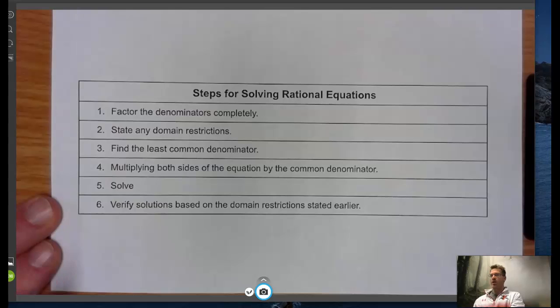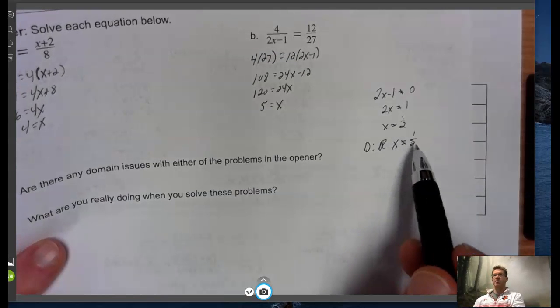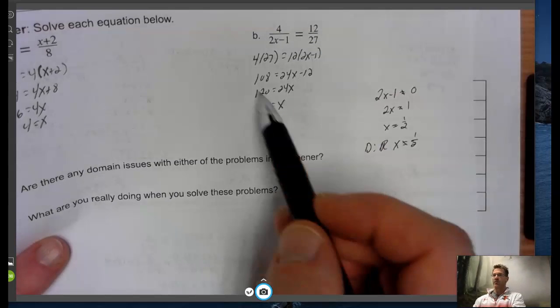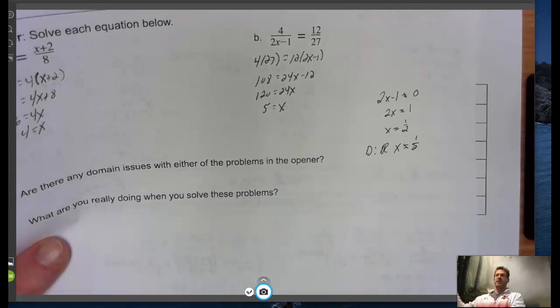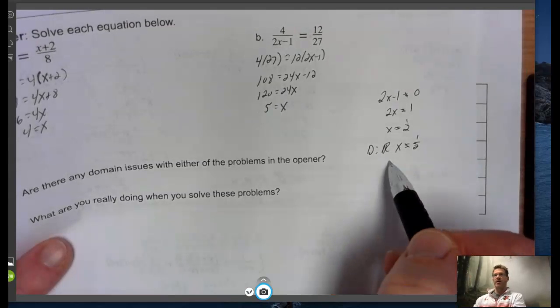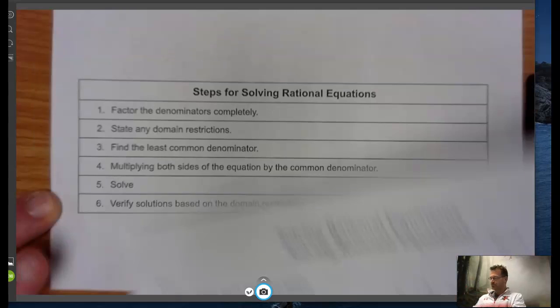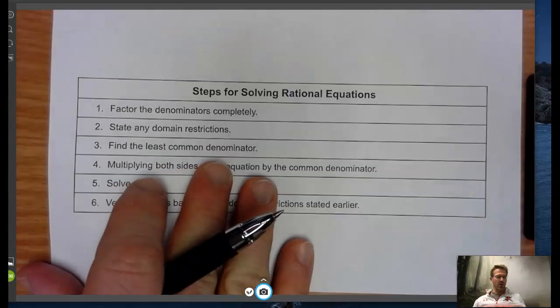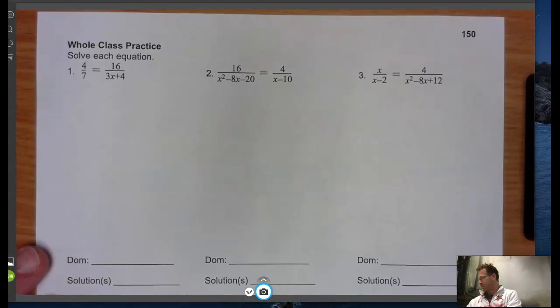So if I go back to what we said here, we said the domain, I can't use 1/2. So had I solved this equation and gotten a value of 1/2 for x, I would have had to throw it out and said, okay, there's no solution. So once we solve our equation, we then have to compare it to those domain restrictions and make sure we don't get any values that do not work. All right, so let's take a look at some problems here. Let's take a look at number 1.